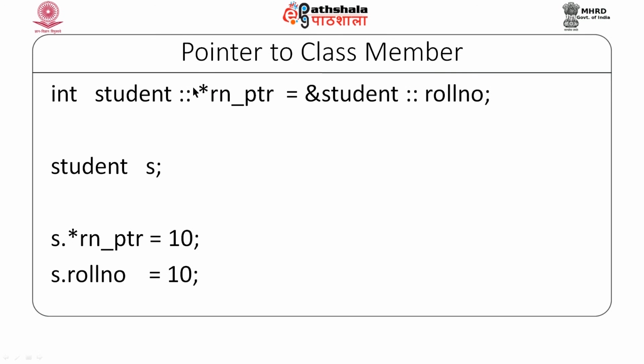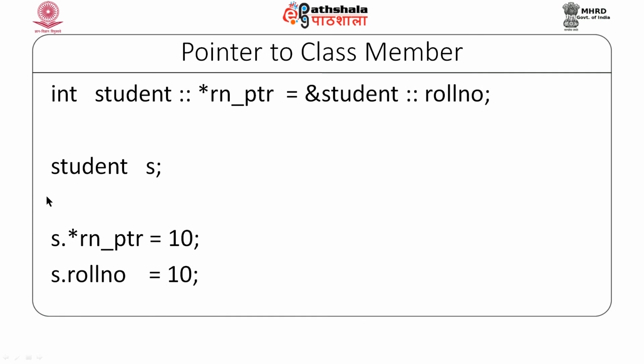Therefore, here we are making use of the scope resolution operator along with the class name to indicate that RNPTR can point to any integer data member of the student class, and here we are initializing it with the address of the roll number. If we have any other integer data member in the student class, we can initialize RNPTR with the address of that data member also. Now, how would we use it?